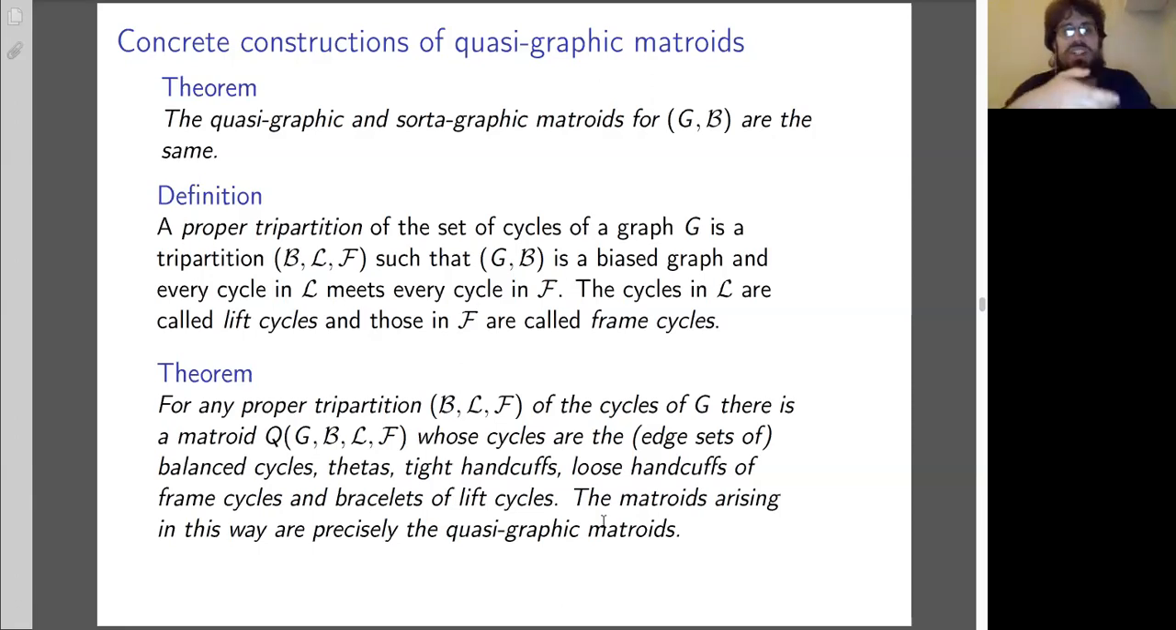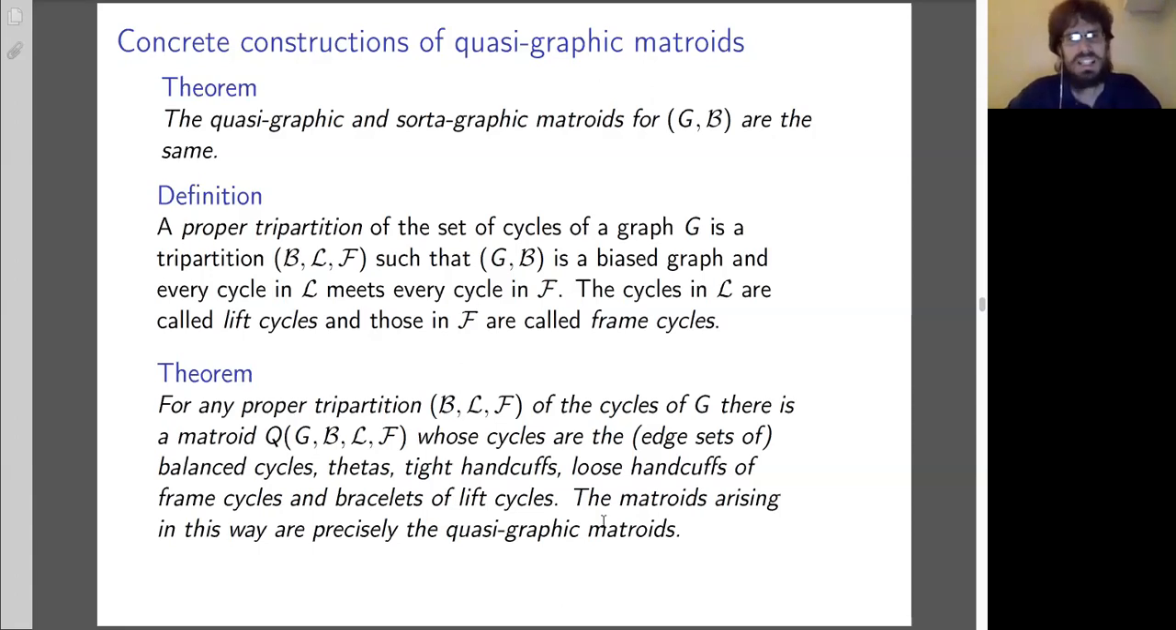And what's more, the matroids that you get in this way are precisely the quasi-graphic matroids. Okay, so this gives you a very concrete way to build these quasi-graphic matroids, which is sort of nice for getting hands-on proofs of a lot of basic theorems about them.